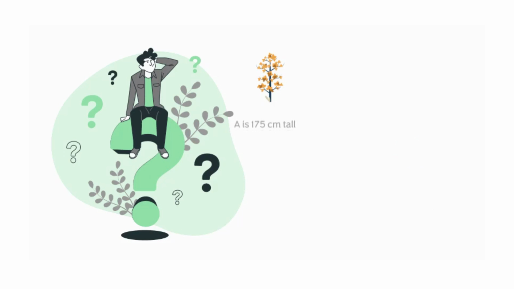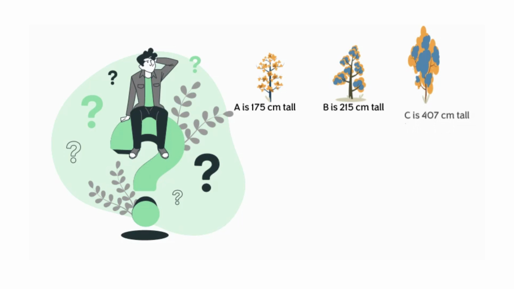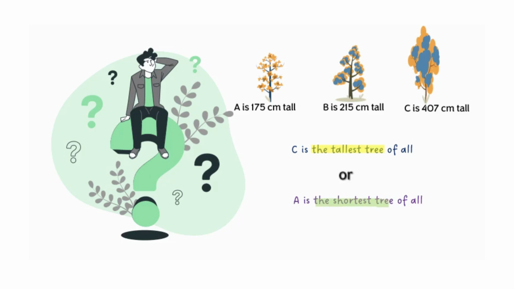So, what about this? A is 175 centimeters tall, B is 215 centimeters tall, and C is 407 centimeters tall. If I want to compare C with A and B, I can say C is the tallest tree of all. All here means A, B, and C. Or I can say A is the shortest tree of all.